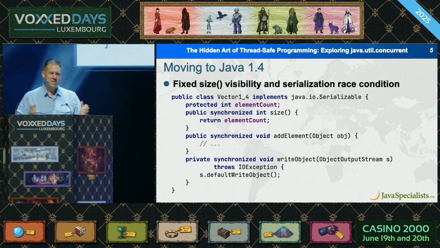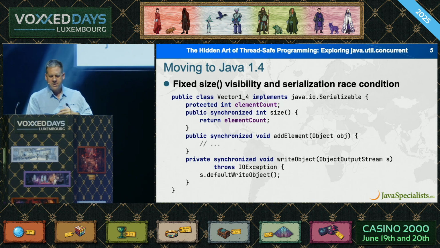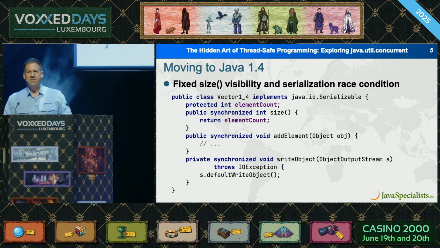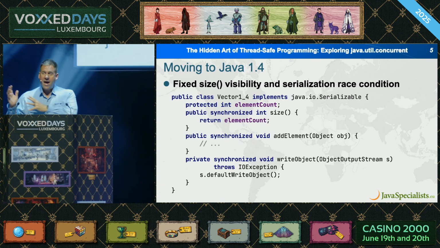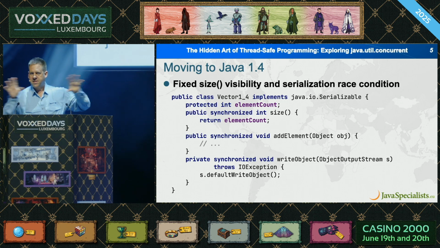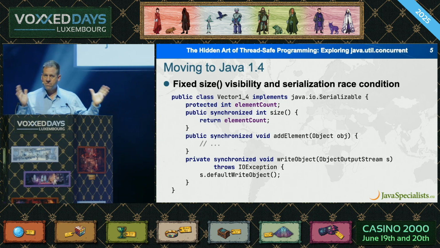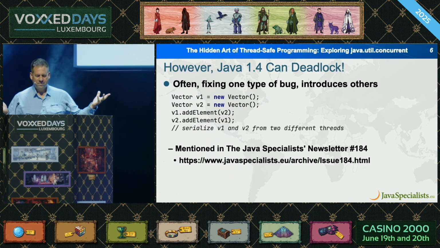In Java 1.4, they changed that, and they actually fixed both bugs. So they fixed the one bug, the race condition. They changed that by adding a writeObject method, which was synchronized. And they also made the size method synchronized so that both methods are synchronized, and you don't see stale values anymore, and you also don't have this race condition on the writing of the object into the stream. However, by fixing the one problem, they added another problem.